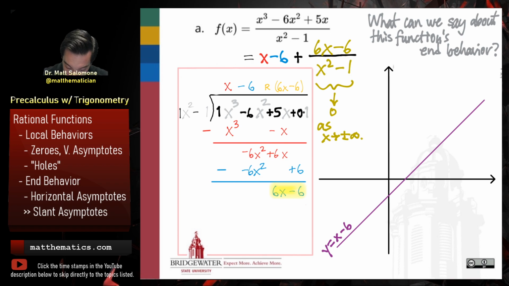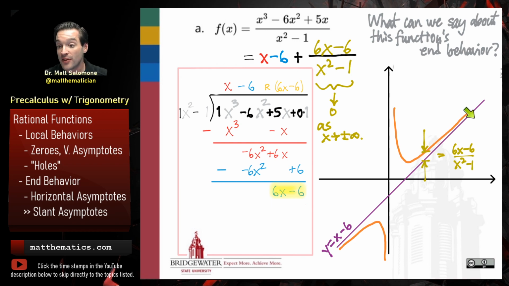And so the point is that this thing is a slant asymptote for my function because the difference between the function itself and this asymptote is equal to 6x minus 6 over x squared minus 1. And so that difference gets smaller and smaller. The gap between the graph and the asymptote gets smaller and smaller and smaller as x tends out to plus or minus infinity.